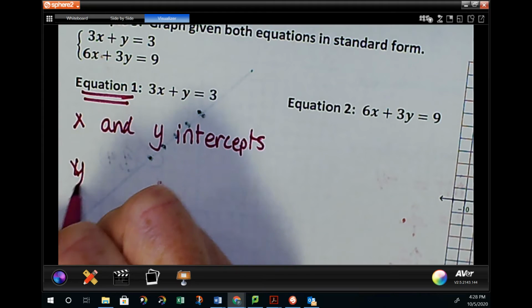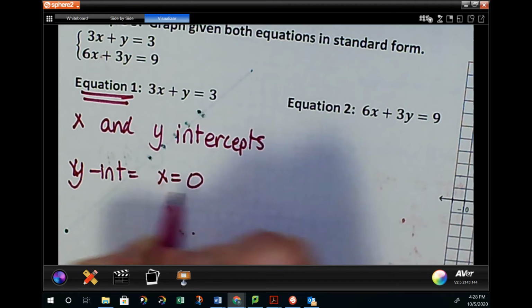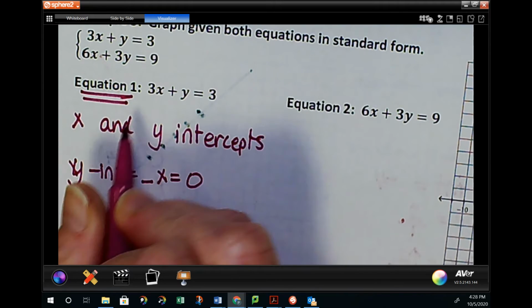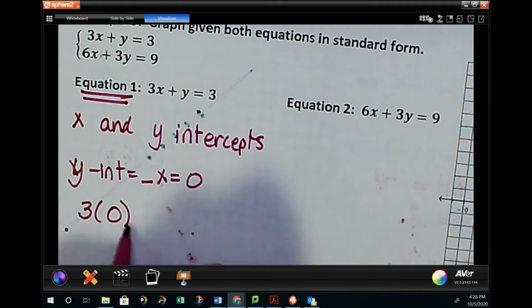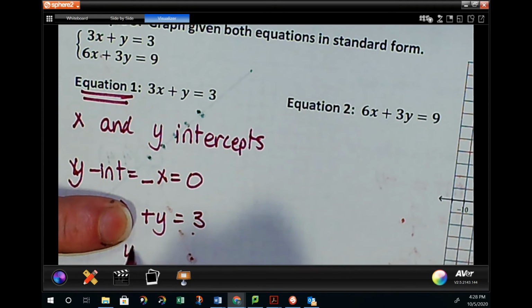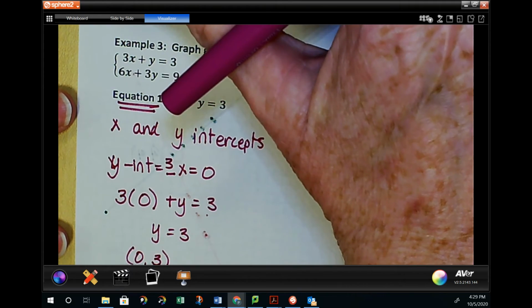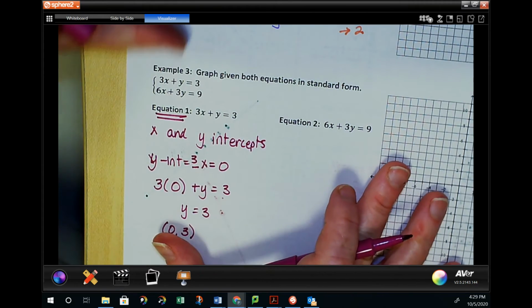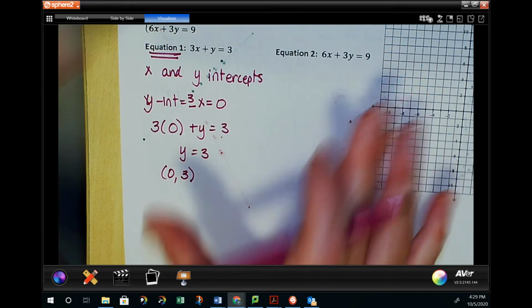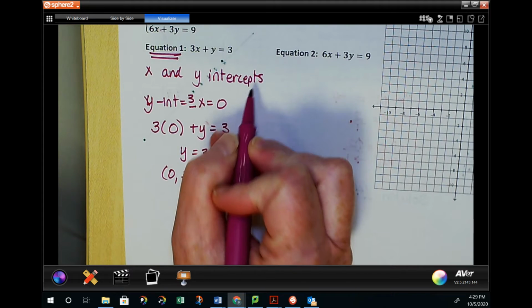To find the y-intercept, remember, I'm going to let x equal 0. So I have 3 times 0 plus y equals 3. 3 times 0 is nothing, so the y-intercept is 3. So now I've got 0, 3. That's my y-intercept at 0, 3. And then the next one, we need to find my x-intercept.